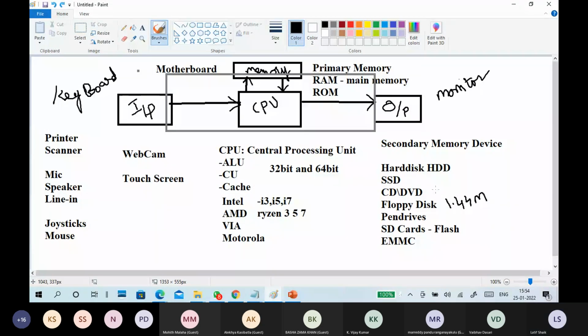CD-ROM is 700 MB, DVD is 4.7 GB. SSDs and hard disks are variable storage. It's not like that, you'll get a 1 terabyte hard disk, and a 2 terabyte hard disk is also there. But CD-ROMs and DVDs are not like that. They are fixed, movable storage. Pendrives are also variable.